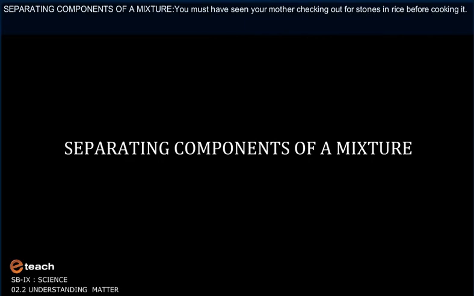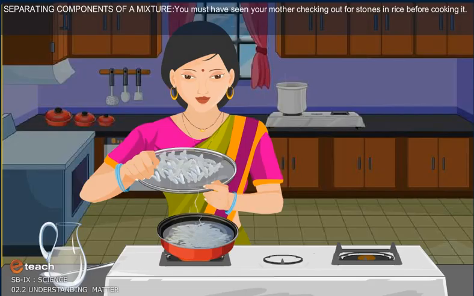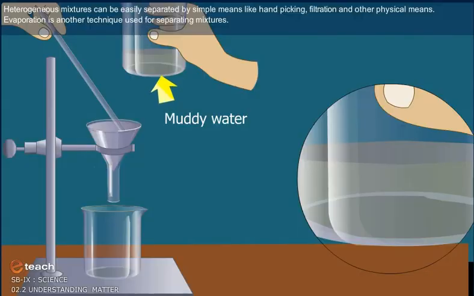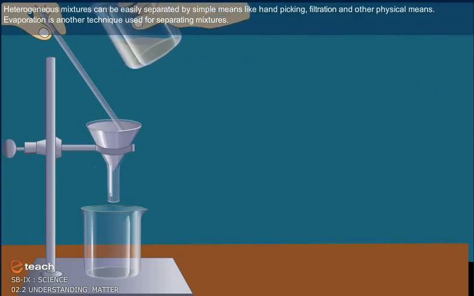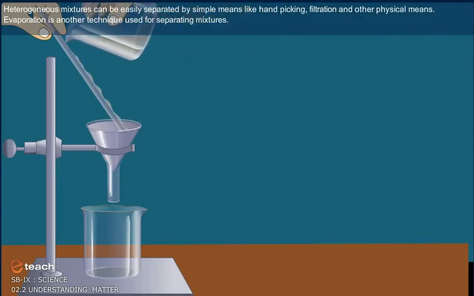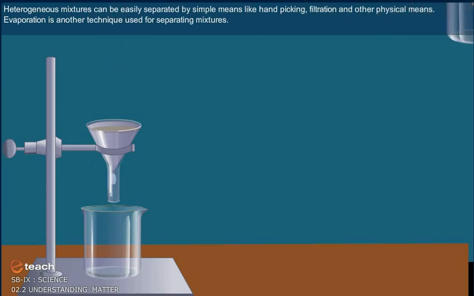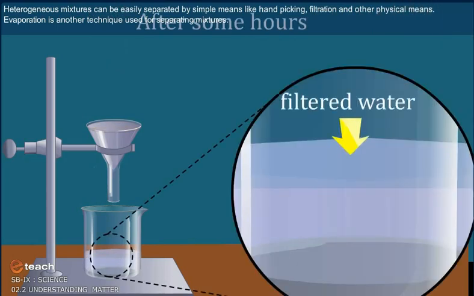Separating components of a mixture. You must have seen your mother checking out for stones in rice before cooking it. Heterogeneous mixtures can be easily separated by simple means like handpicking, filtration, and other physical means. Evaporation is another technique used for separating mixtures.